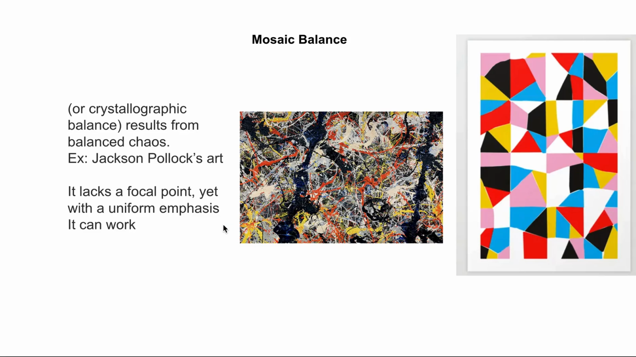Now we have mosaic balance. This kind of results from balanced chaos. For example, let's look at Jackson Pollock's art. We don't really know exactly what's going on, and it does look pretty chaotic. There's no focal point. We don't know exactly where to look first. But it looks clean at the same time. It's visually appeasing.